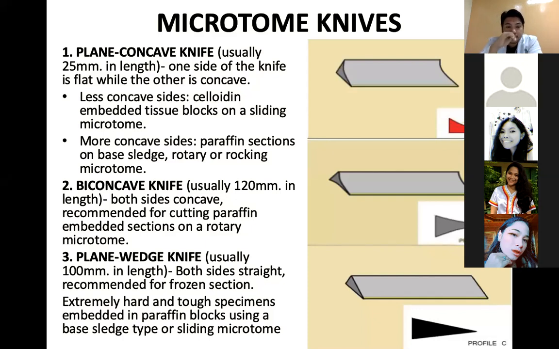Okay, biconcave knives. So both sides are concave. Recommended for cutting paraffin embedded sections on a rotary microtome. And our plain wedge, usually both sides straight, recommended for frozen sections. So yung the one that we are using sa ating laboratory class is plain wedge knife for our rotary microtome. Okay? So extremely hard and tough specimens embedded in paraffin blocks using a base ledge type or sliding microtome. Okay.